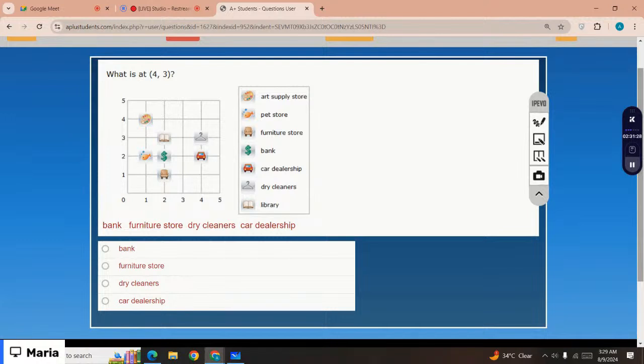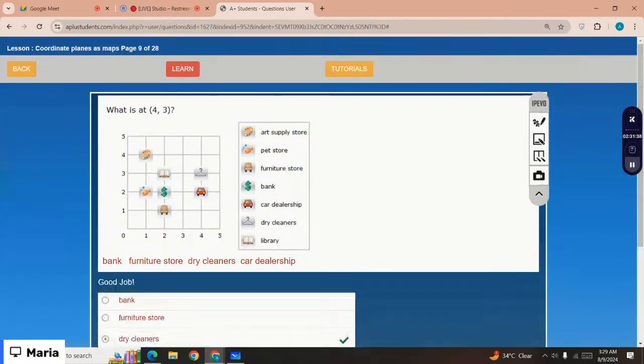At 4, 3 we have dry cleaners. The correct option is dry cleaners, right?